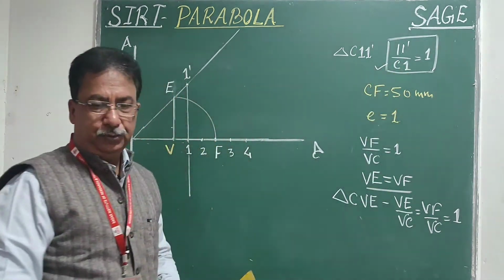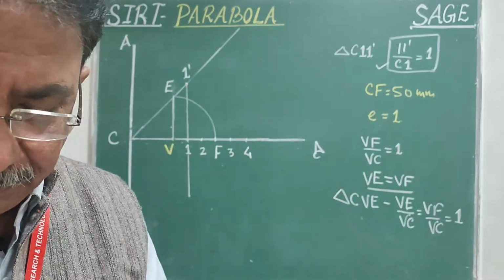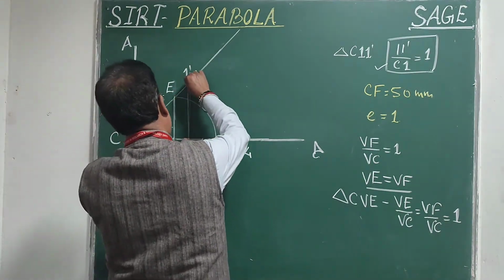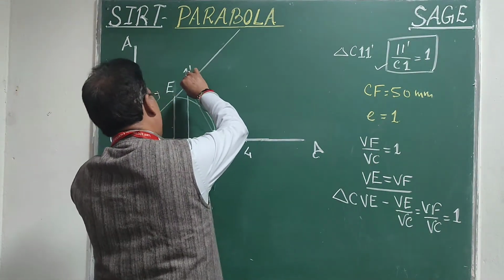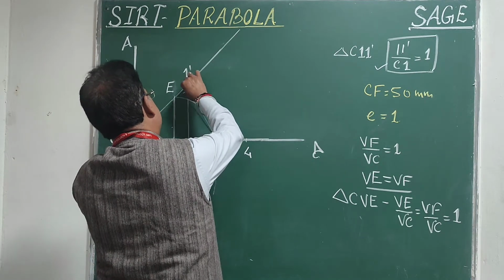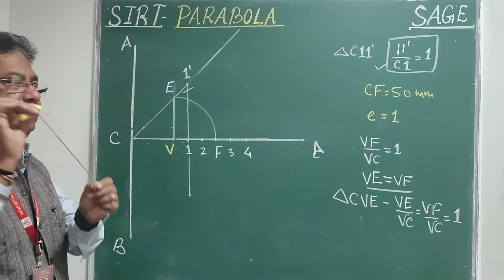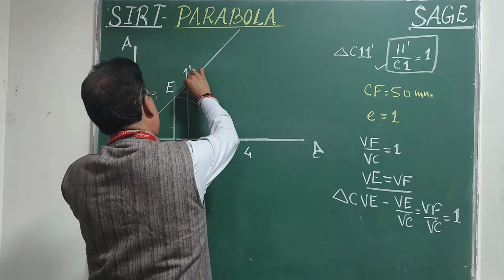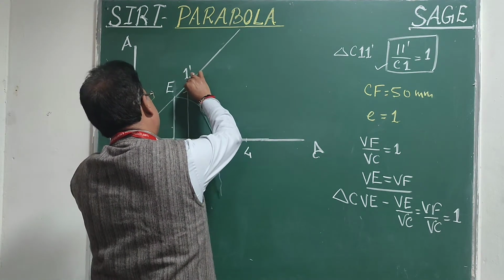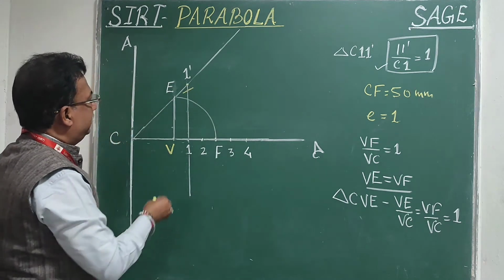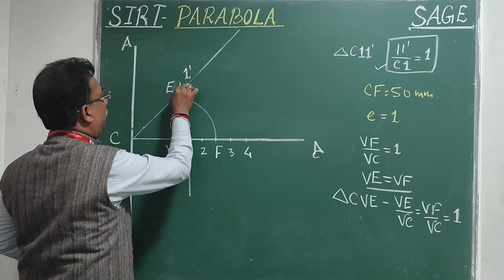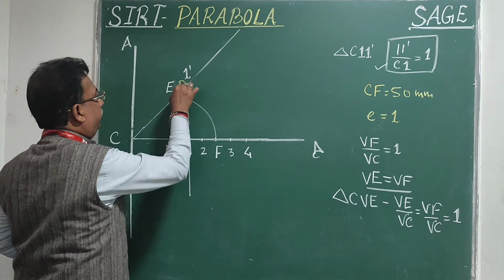So what I have to do, I have to take this 1 1 dash distance from here and take focus as center and cut this line. What I have done? I have taken this 1 1 dash radius, and with this radius from F, I have cut this point. That may be our next point on the parabola. Maybe this point will be P1.